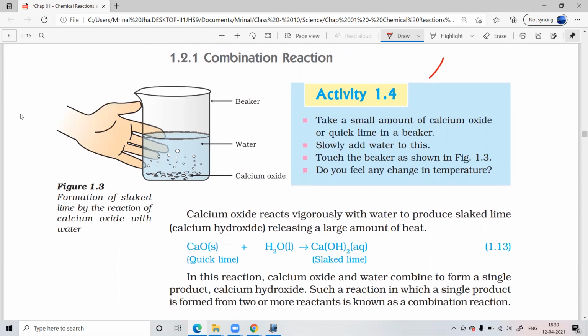Yes, sir. Combination reaction. Activity 1.4. Take a small amount of calcium oxide or quicklime in a beaker. Slowly add water to this. Touch the beaker as shown in figure 1.3. Do you feel any change in temperature?